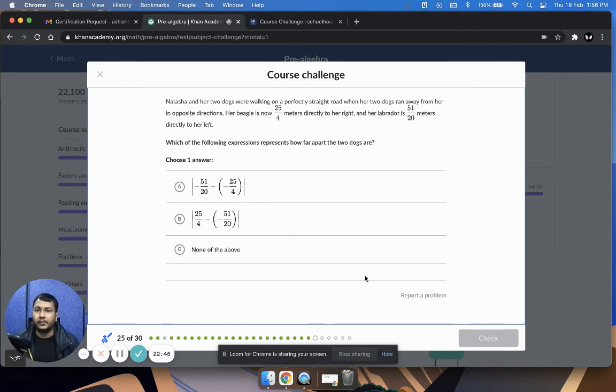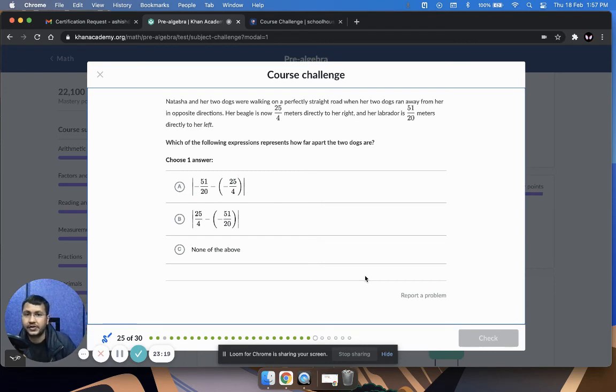Okay, another word problem. Natasha and her 2 dogs were walking on a perfectly straight road when her 2 dogs ran away from her in opposite directions. Okay, she's in the center, and one dog moves to the right, the other one moves to the left. Her beagle is now 25 by 4 meters directed to her right, and her Labrador is 51 by 20 meters directed to the left. So this distance towards the right is 25 by 4, and the other distance is 51 by 20 to the left.